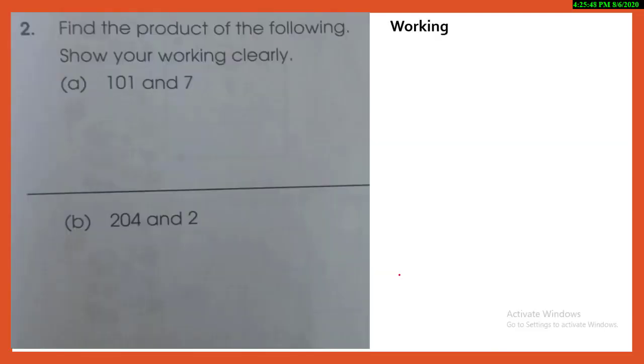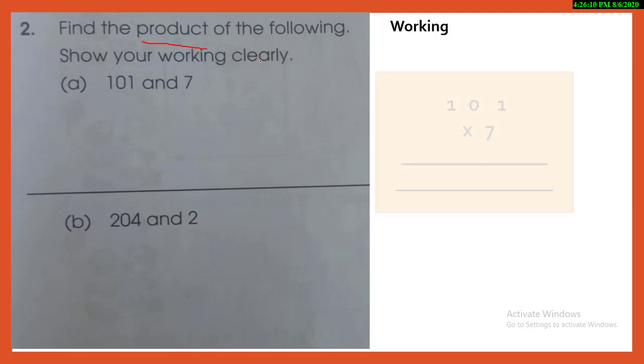Okay, now on the same page we have another question that they give you: find the product of the following. You are going to find the product. Product always shows the multiplication sign. Show your working clearly. They tell you that now you are going to do the working, and the working column is also given in your workbook page.